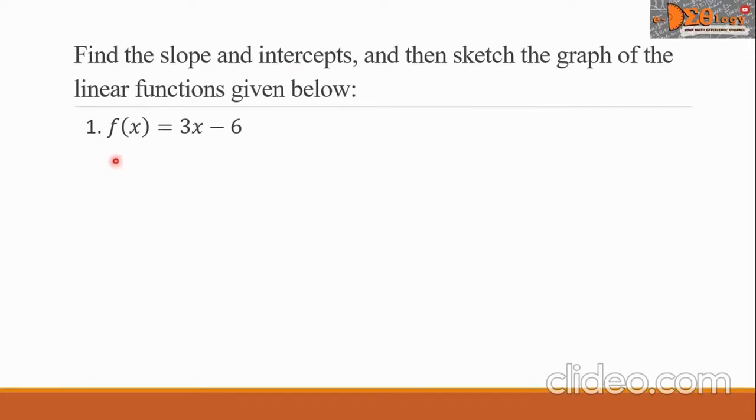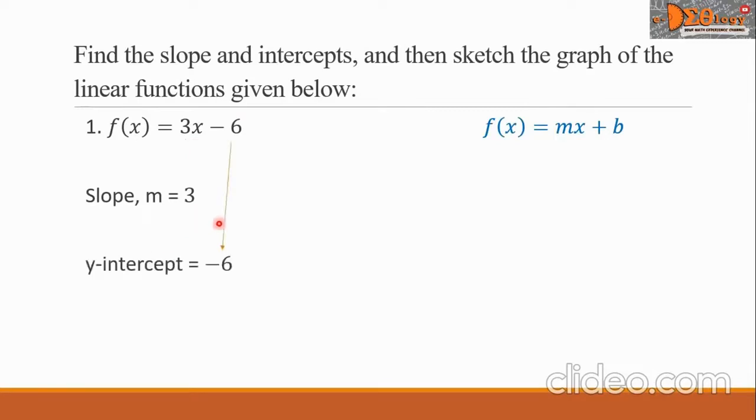Number 1, f of x equals 3x minus 6. So we write the general form of the linear functions here. The f of x equals mx plus b. First, we can collect the slope, which is the coefficient of x, and that is 3. Followed by the y-intercept, which is the negative 6. And if we write this in the ordered pair, it will be (0, negative 6).